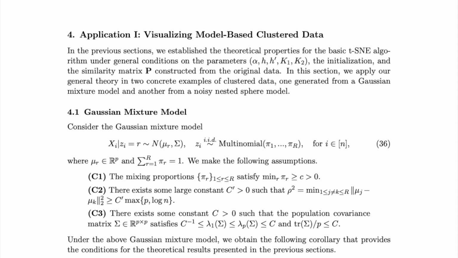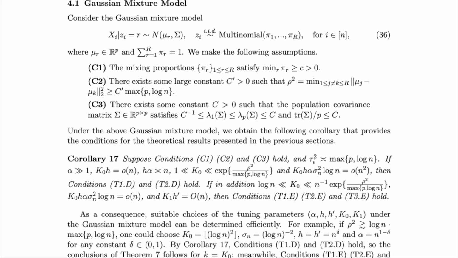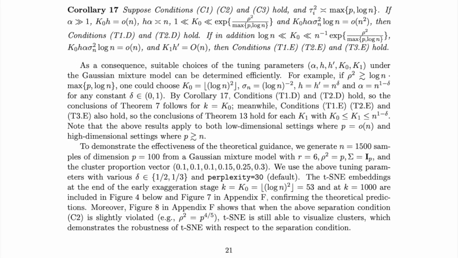Under the above Gaussian mixture model, we obtain the following corollary that provides the conditions for the theoretical results presented in the previous sections. Corollary 17: suppose conditions C1, C2, and C3 hold, and τ² ≍ max(p, log n). If the tuning parameters satisfy the stated conditions, and k₀ ρ² ≳ max(p, log n) with k₀ · 2n log n = o(n²), then conditions T1d and T2d hold. If in addition k₁h = o(n), then conditions T1e and T3e hold.